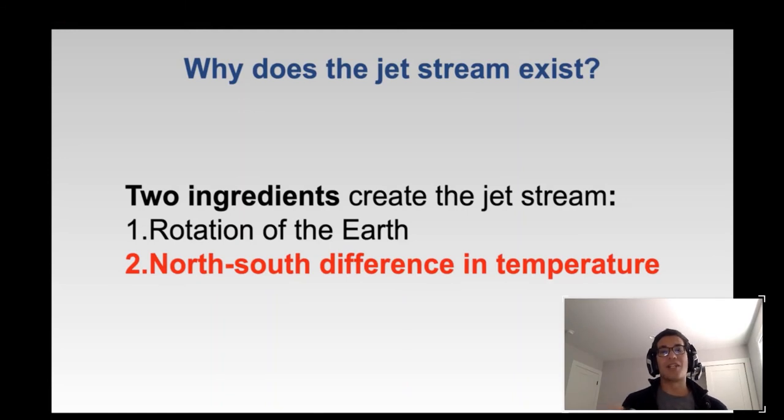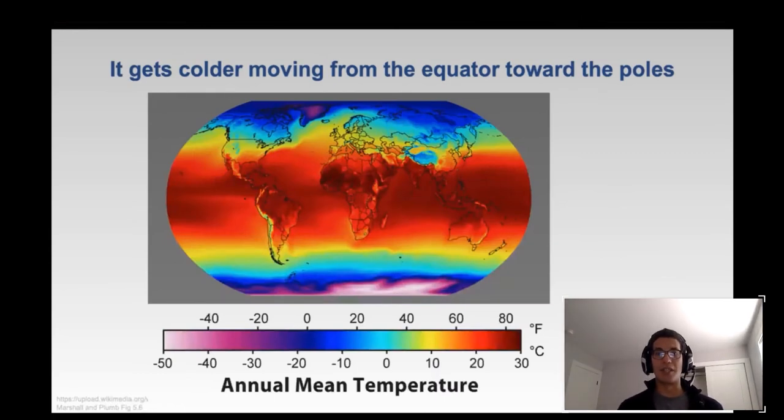Okay, so that's the rotation of the Earth. It's really important. We're not going to go into the details of it, but it's an important ingredient to create a jet stream. The other ingredient is the north-south difference in temperature, which we already mentioned, but we're going to talk about a bit more. So in general, on Earth, it gets colder moving from the equator towards the poles. So it's warmer at low latitudes because there's more sunshine there on average during the course of the year. The sun shines directly overhead for much of the year at the equator. When you go to high latitudes, you get much less sunshine, and so it gets much colder.